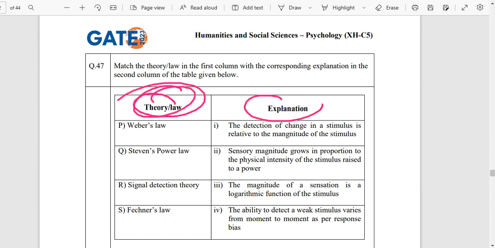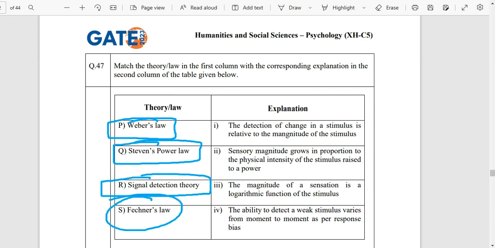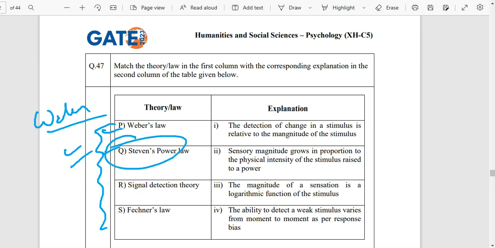This is the theory and the explanation. So what should be the right answer here? Weber's law, Stevens Power law, signal detection theory, and Fechner's law. So what should be the correct answer over here? First of all, trying to find out, it is a little confusing: Weber, Fechner, and Stevens. So this is your signal detection theory, which is the easiest of all the options.